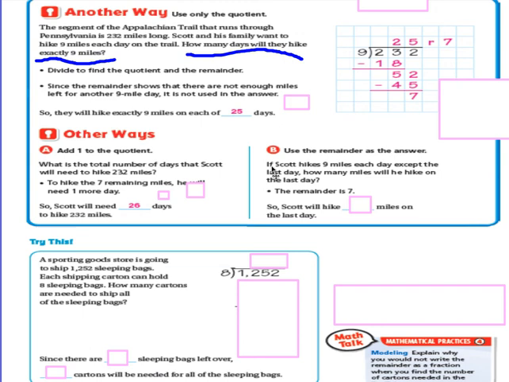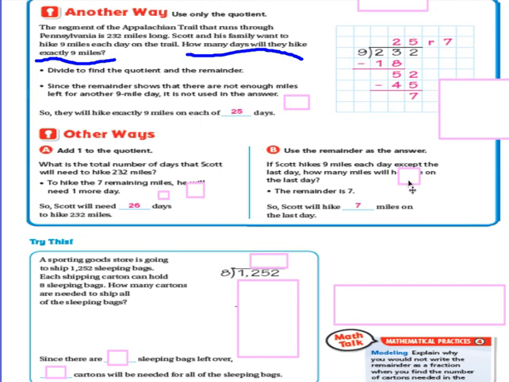If Scott hikes 9 miles each day except the last day, how many miles will he hike on the last day? So if he hikes 9 miles every day, on the last day we have that remainder of 7, so we know that he will have 7 more miles to go.